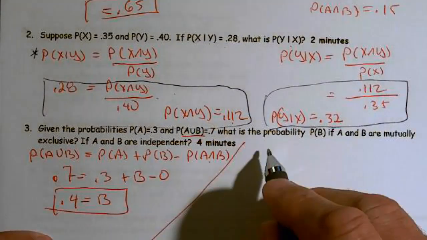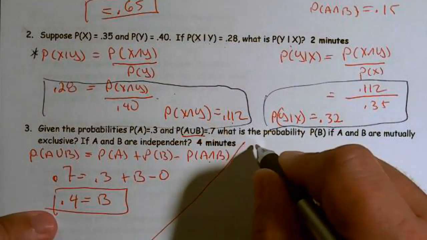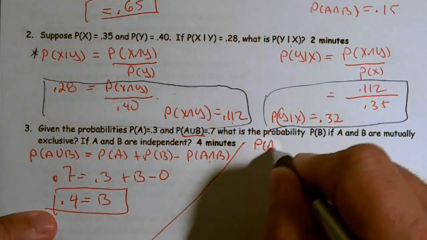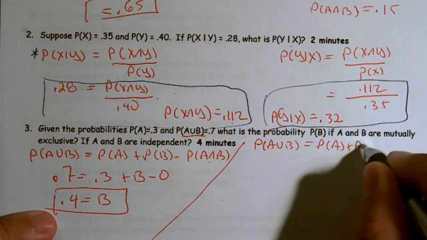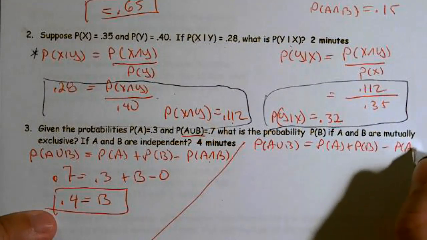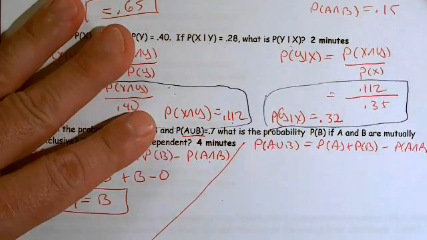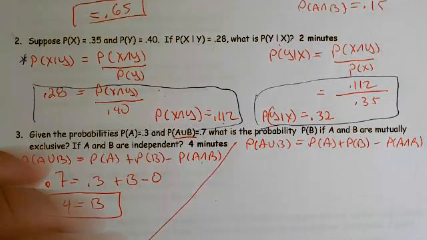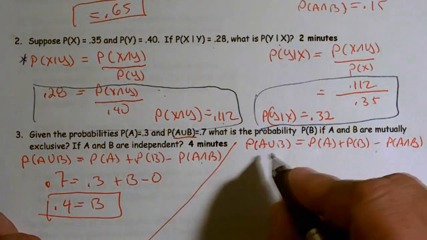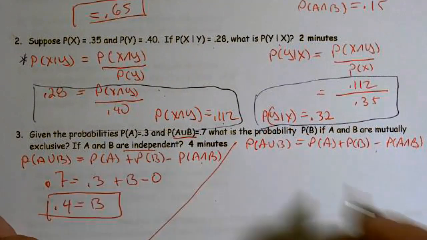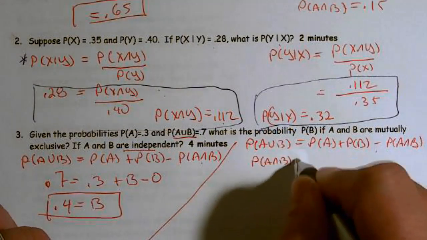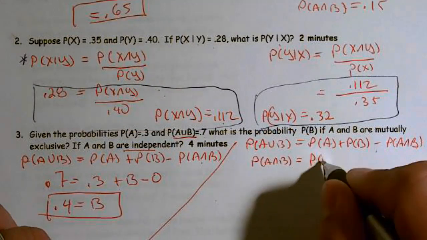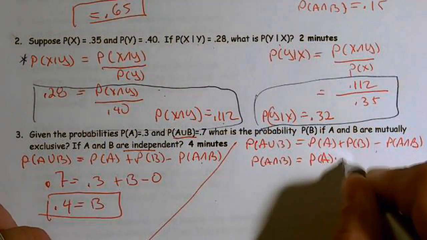All right, so now we need to do independence. First off, we know the probability of A union B equals the probability of A plus the probability of B minus the probability of A intersect B. We also know if they're independent, and we're assuming they are because we're trying to do this problem based on independence, the probability of A and B equals the probability of A times the probability of B.